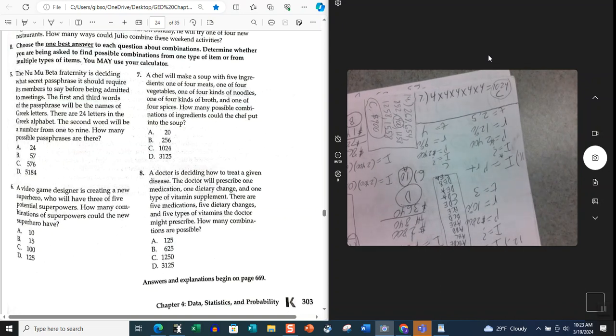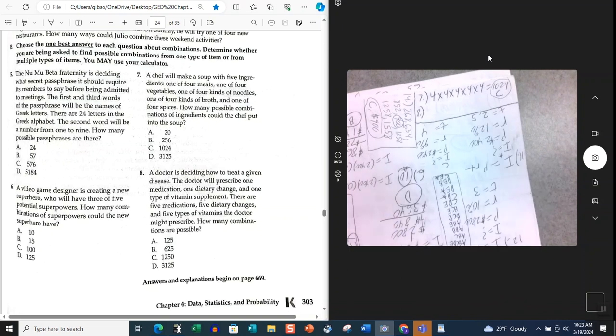Okay, number 8. A doctor is deciding how to treat a given disease. The doctor will prescribe 1 medication, 1 dietary change, and 1 type of vitamin supplement. There are 5 medications, 5 dietary changes, and 5 types of vitamins the doctor might prescribe. How many combinations are possible?